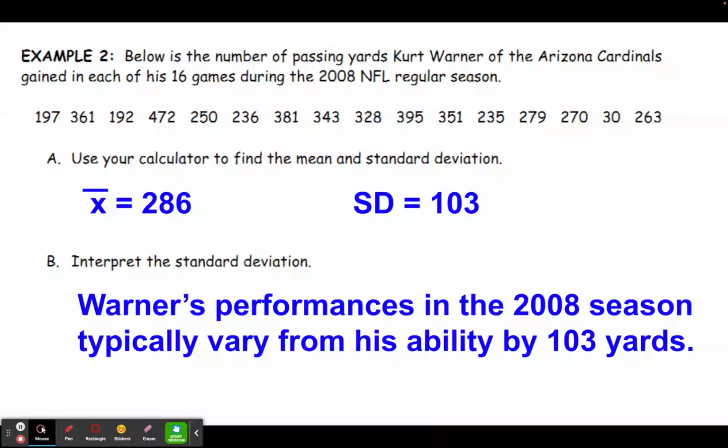That's a pretty big standard deviation there. In case you're wondering why the standard deviation is so large, we've got one game, notice here, where he only had 30 yards. And that very small number, which is quite a ways away from the rest of his games, is what's responsible for making the standard deviation so large.